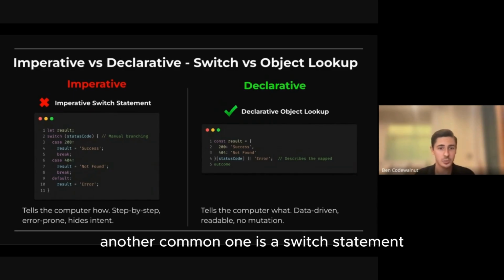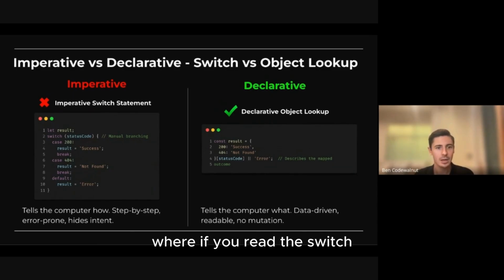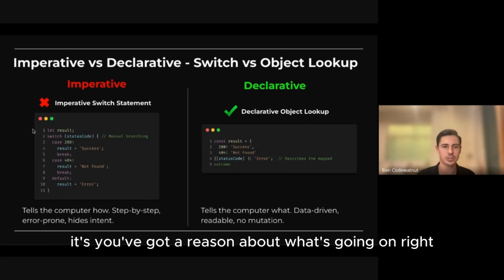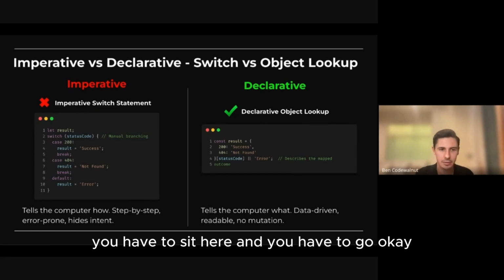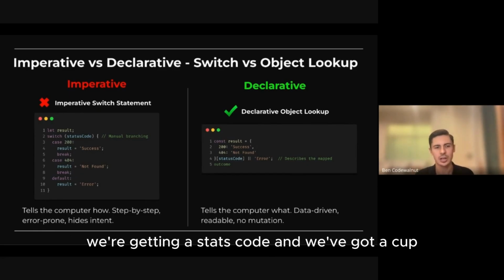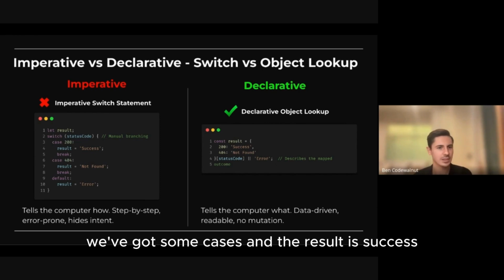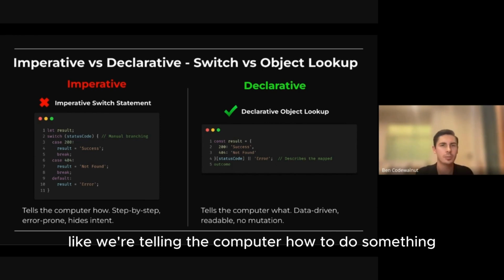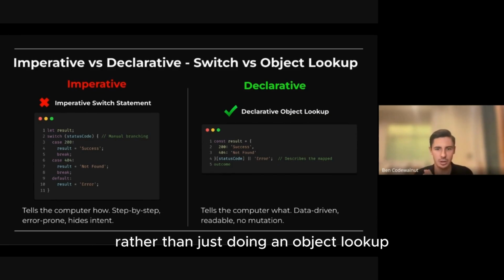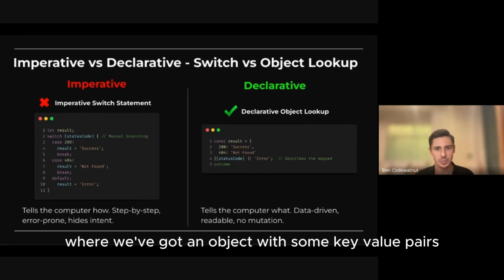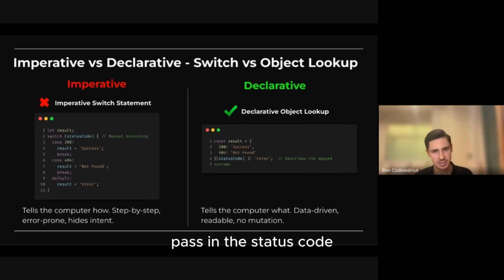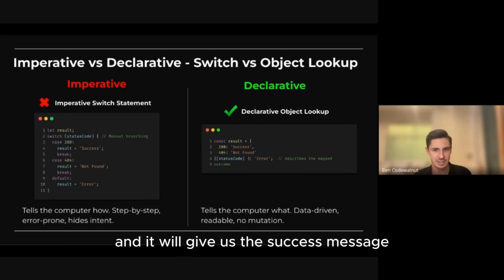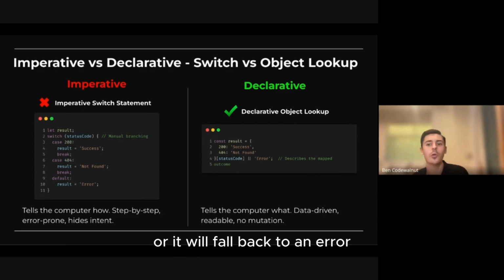Another common one is a switch statement, where if you read this switch statement, you've got to reason about what's going on, right? You have to sit here and you have to go, okay, we're getting a status code and we've got some cases and the result is success and we're breaking through. Like, we're telling the computer how to do something rather than just doing an object lookup where we've got an object with some key value pairs, we pass in the status code and it will give us the success message, or it will fall back to an error.